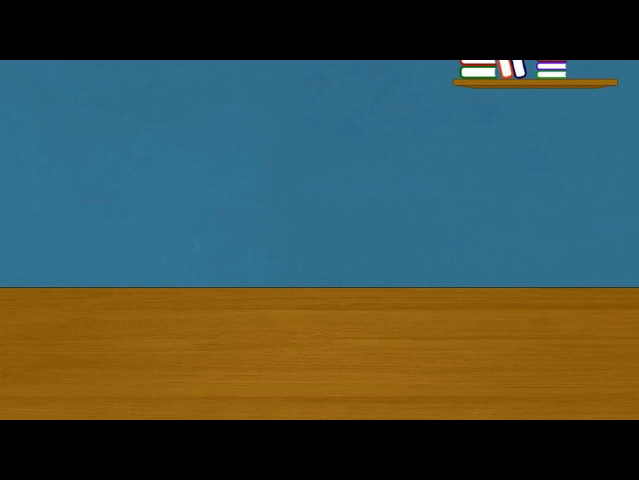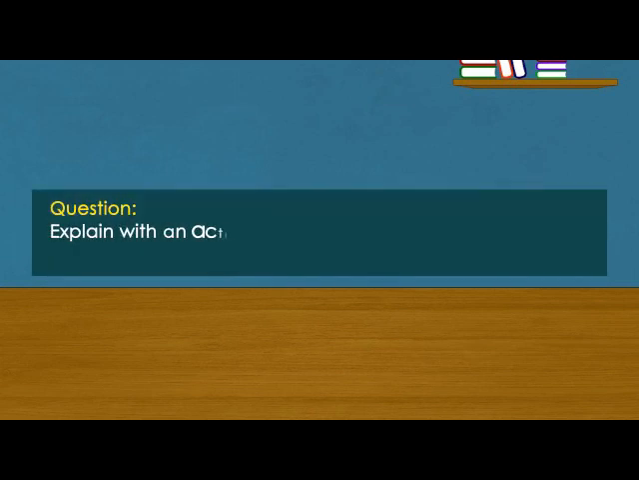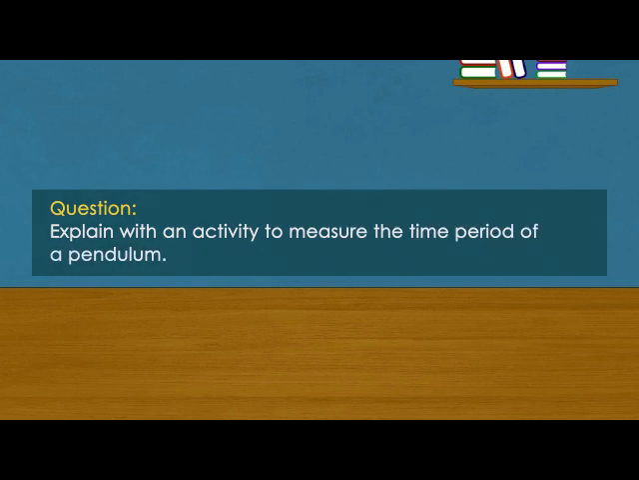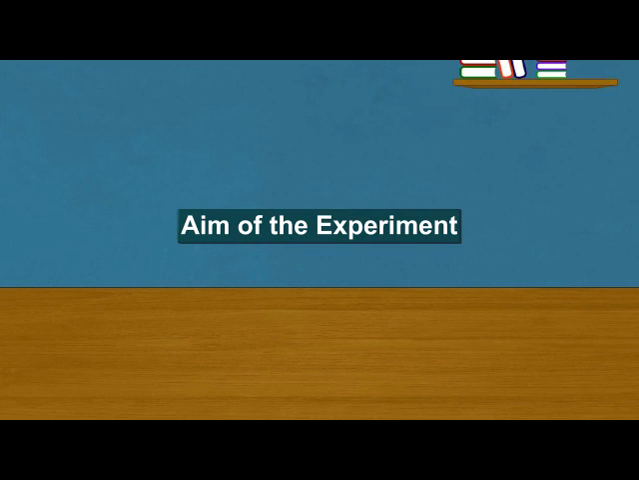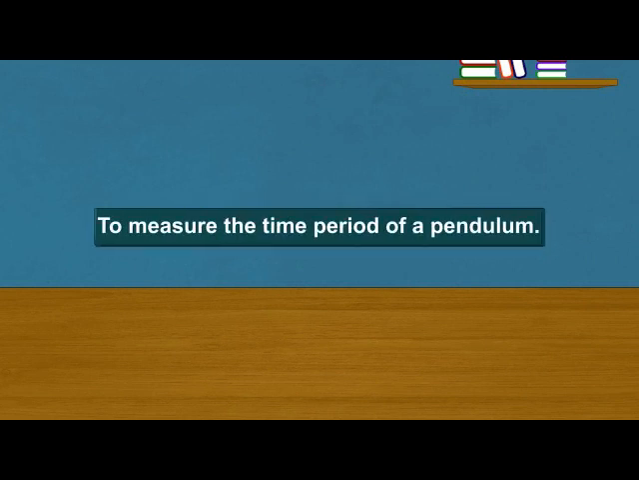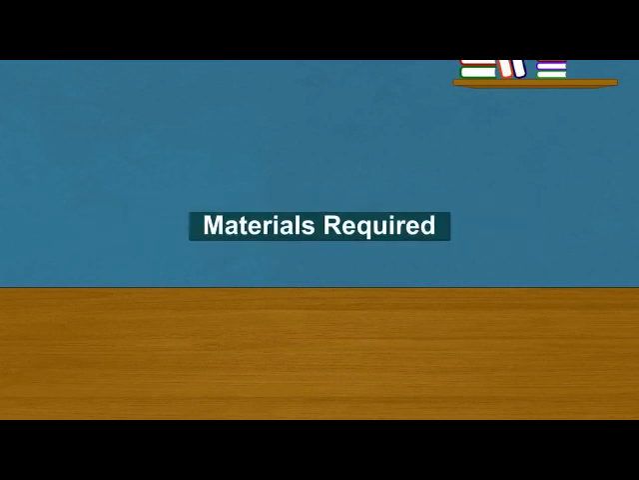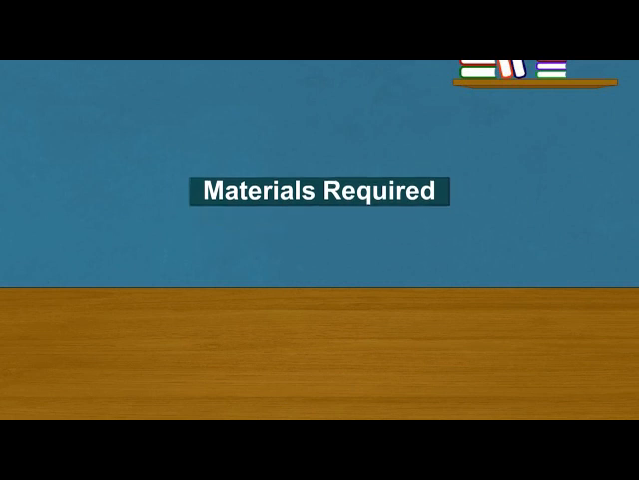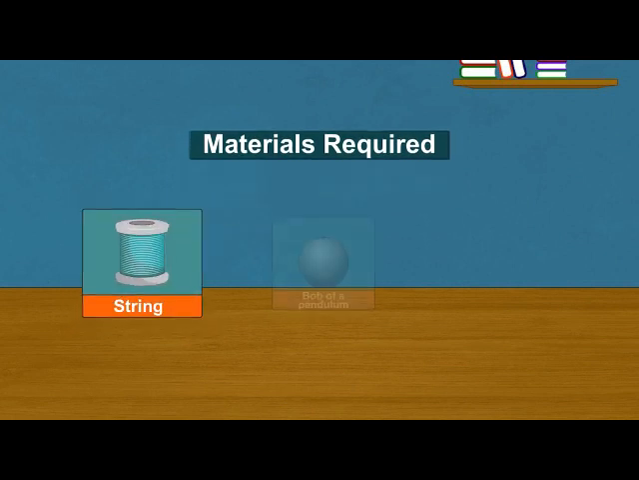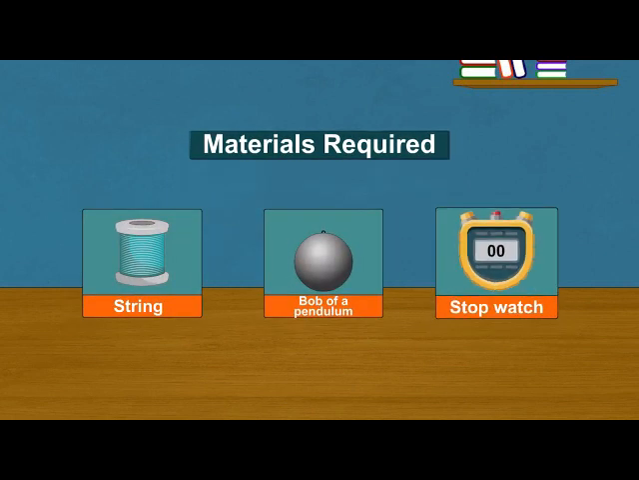Activity. Explain with an activity to measure the time period of a pendulum. Aim: to measure the time period of a pendulum. Materials required: string, bob, stopwatch.